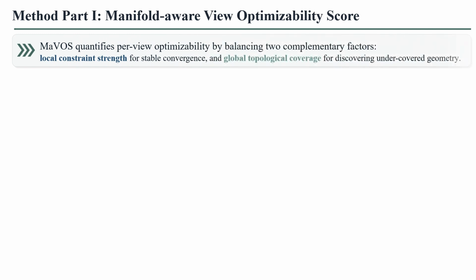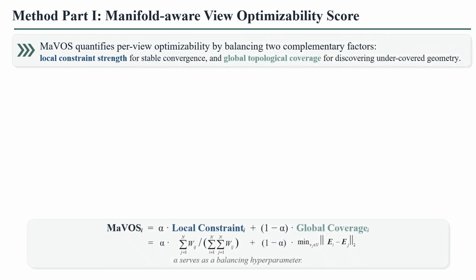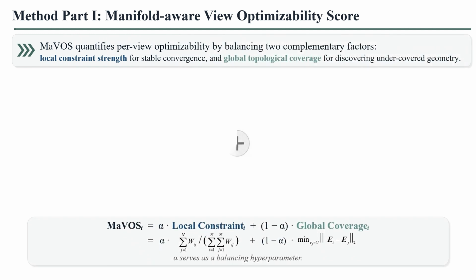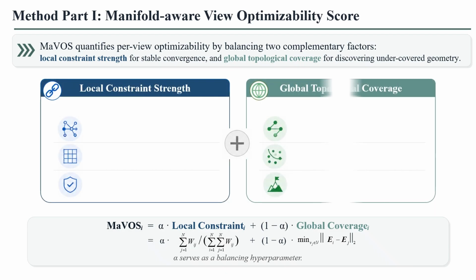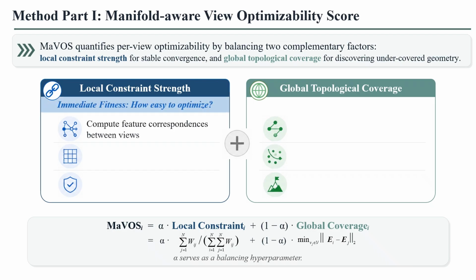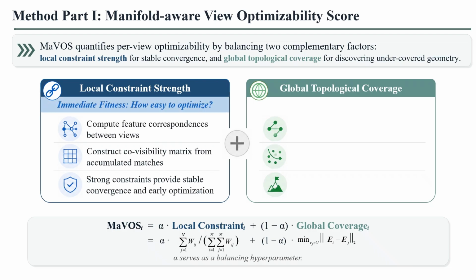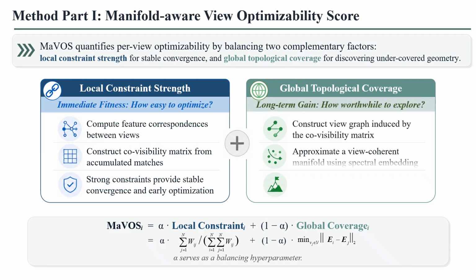The score combines two complementary terms. The first is local constraint strength, which measures how easy a view is to optimize. We first compute pairwise feature correspondences and build a co-visibility matrix. A view with stronger local constraints has higher co-visibility with other views, providing more reliable geometric constraints for stable early optimization. The second is global topological coverage, which measures how worthwhile a view is to explore.